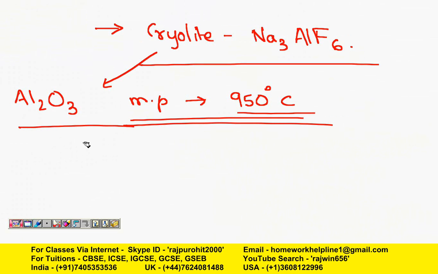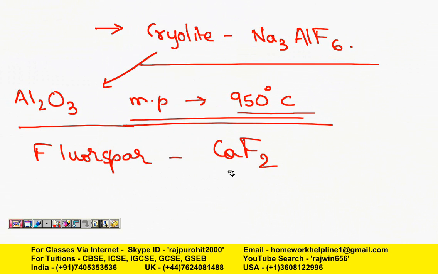Apart from this, one more substance is added, that is fluorspar. This is calcium fluoride, that is CaF2. The purpose of adding fluorspar is that CaF2 improves electrical conductivity. This is the purpose of adding calcium fluoride. Now the next part that we will see will be the reactions.